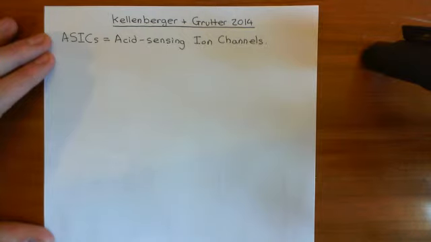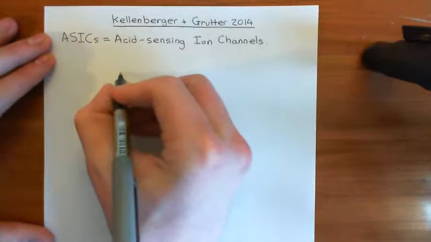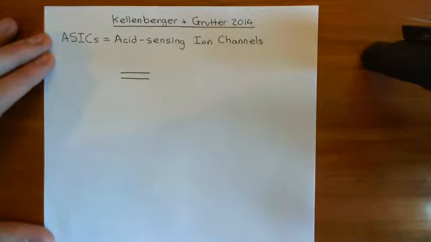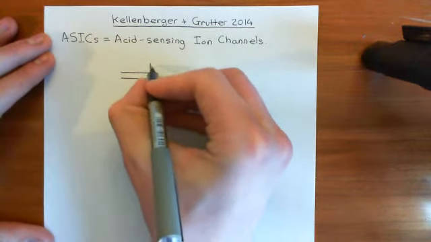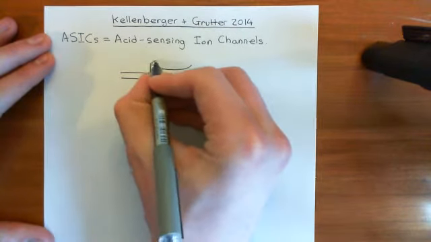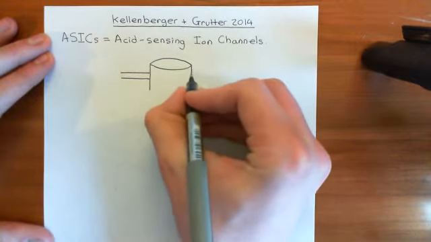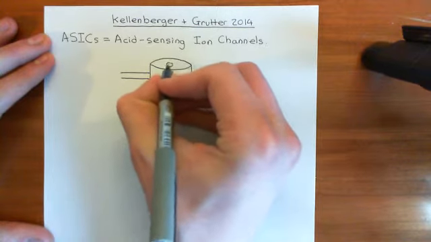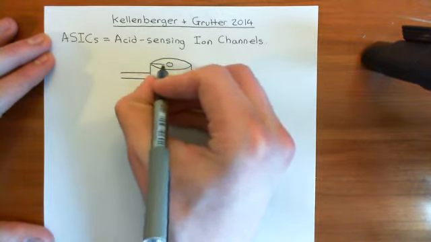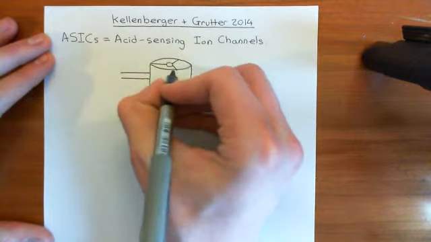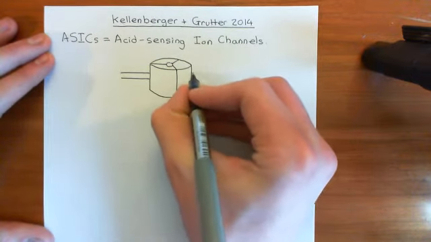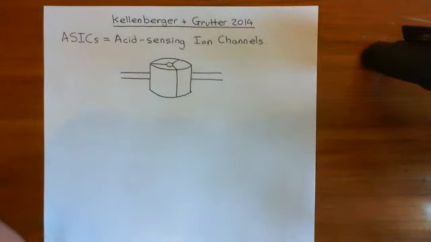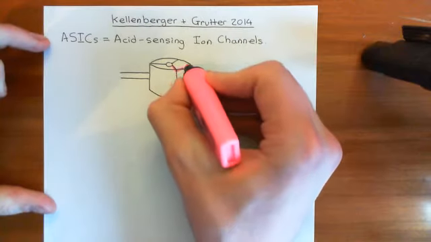Okay, so let's have a look at the structure of these acid-sensing ion channels. Basically they have a very similar structure to the P2X receptors. So the entire ion channel is made up of a trimer of 3 separate subunits all joined together to make the entire thing. So here is the ion channel, here's the pore through which the ions will move, and then we've got 3 separate subunits all joined together to make the full ion channel, like so.